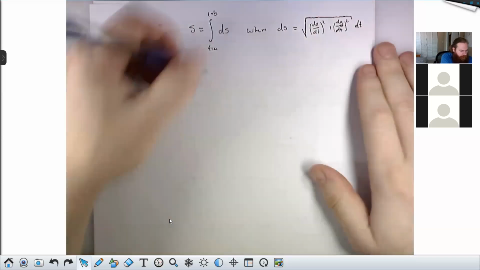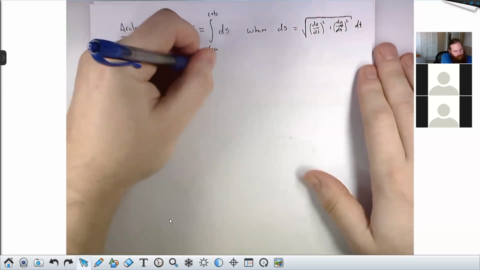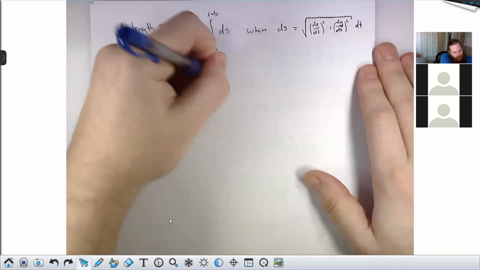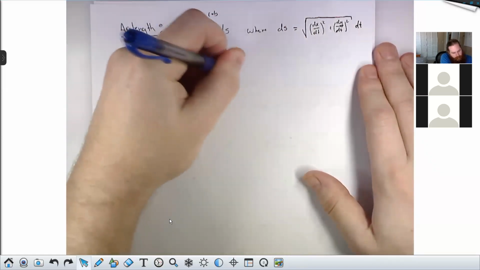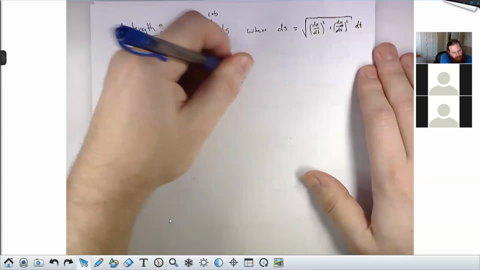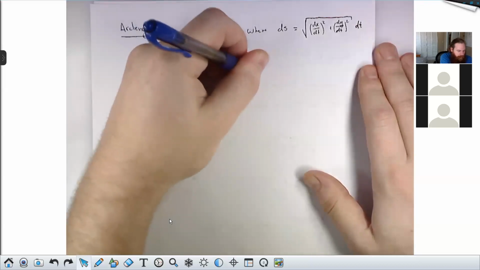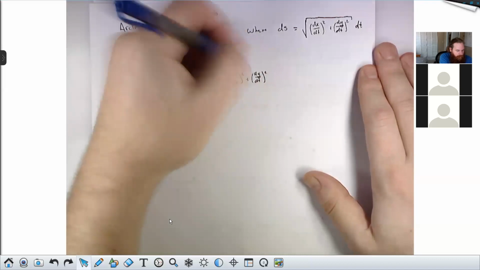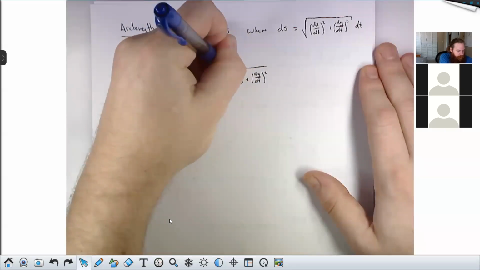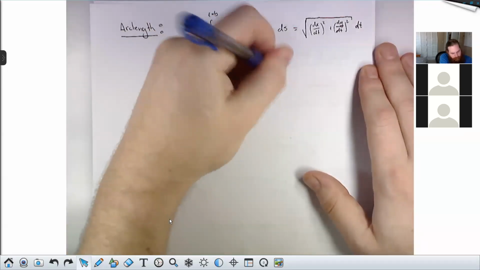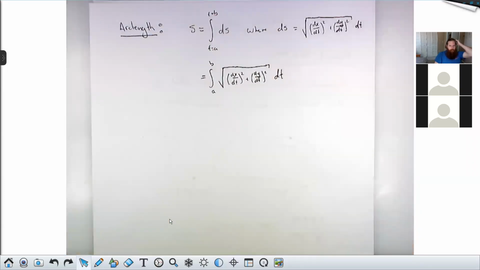You can write the formula in one line as the integral from a to b, square root of dx dt squared plus dy dt squared. It looks like a Pythagorean thing because it is a Pythagorean thing. We think of chopping that curve up into a bunch of little pieces, and then you approximate each of those pieces by a straight line, and the length of each of those straight lines comes from thinking of it as a hypotenuse of a right triangle.